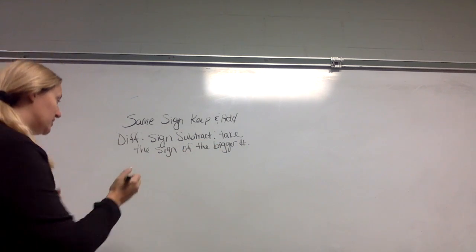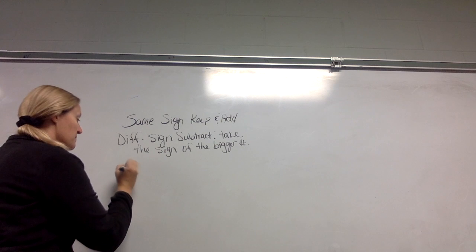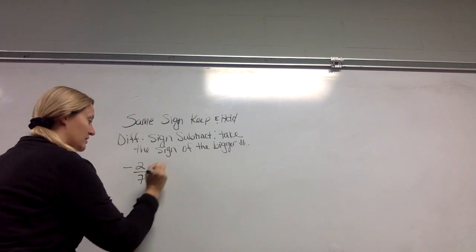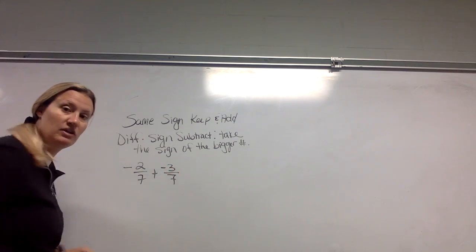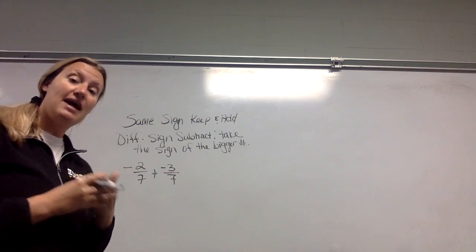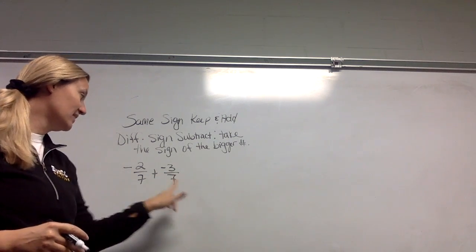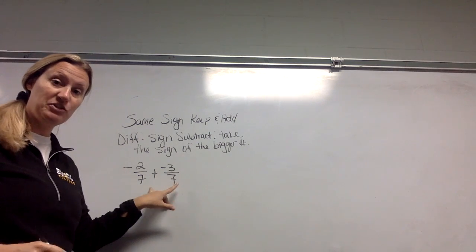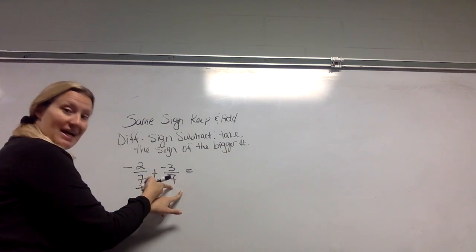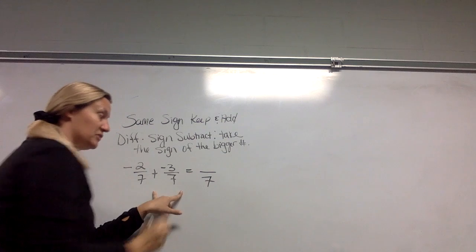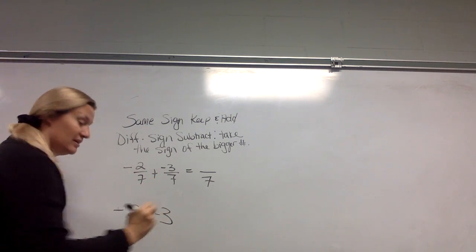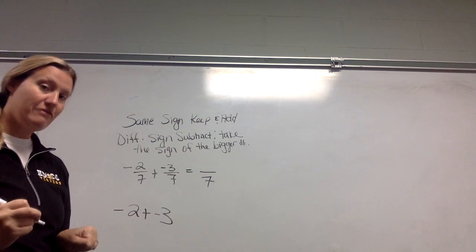So, for example, if I am taking negative 2/7 plus negative 3/7. Okay, yes, there are two negatives, but I'm just going to keep and add. Now, reminder with fractions that you have to have a common denominator to add them. This one does because the denominators are both 7. And with fractions, you do not add the denominators. They stay the same. So that will remain 7. So really, all I'm doing is taking negative 2 plus negative 3.